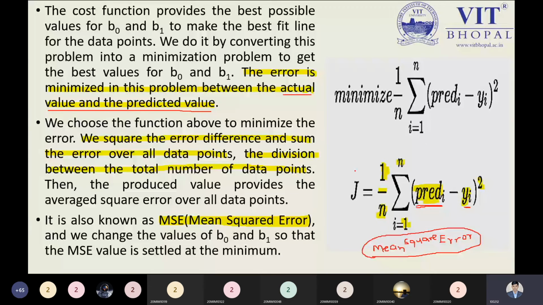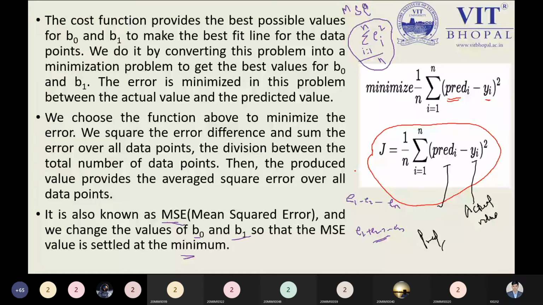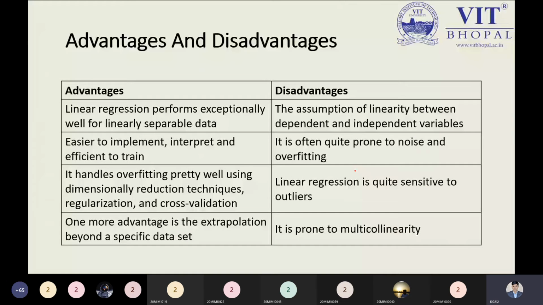So what are the advantages and disadvantages? Advantages: linear regression performs exceptionally well for linearly separable data. Of course, I agree with this point. But the disadvantage, we can say, is the assumption of linearity between the dependent and independent variables. And due to this disadvantage, we can get some noisy data and overfitting may occur. So this could be the second disadvantage.